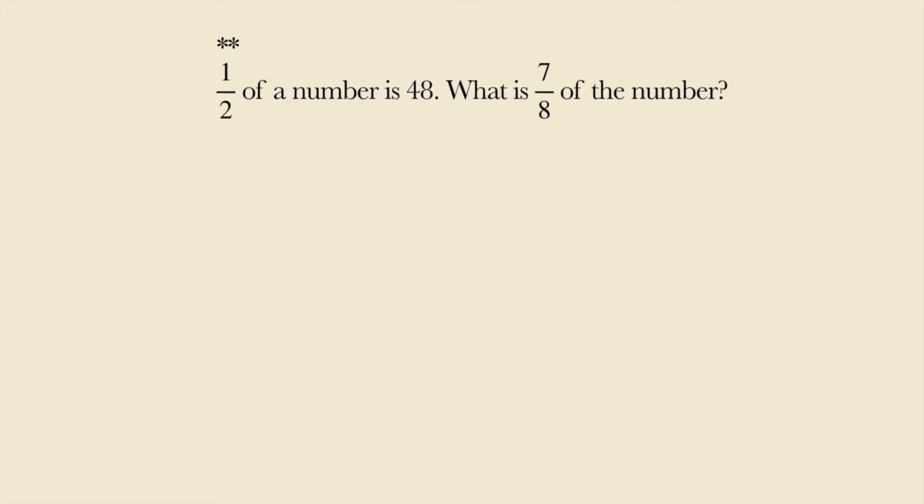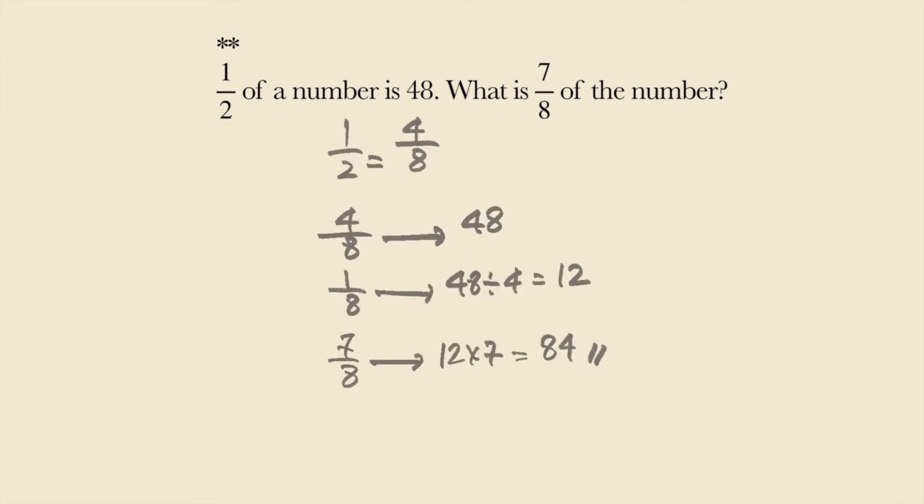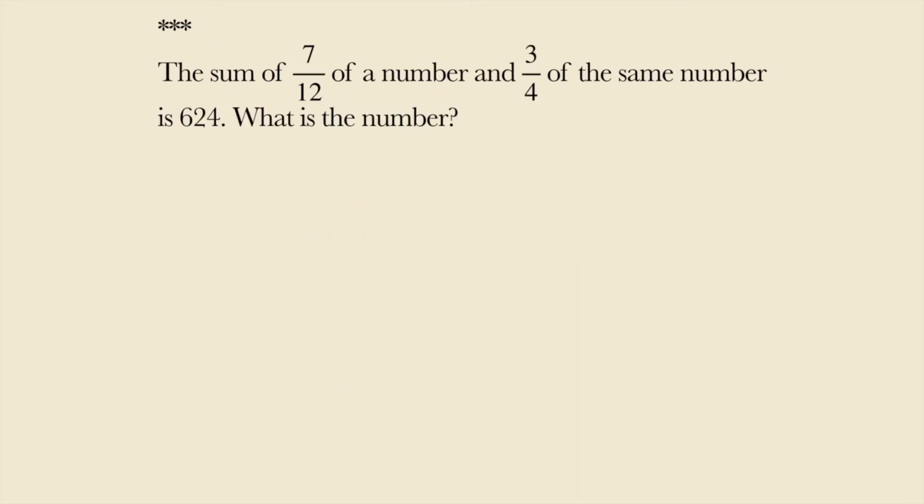Half of a number is 48. What is 7/8 of the number? Again, I've got denominators that are different, right? 8 and 2. So turn this into 4 over 8. How about that? So 4 over 8. So let's say 4 over 8 is 48. Well, what's 1 over 8? That's 12. What's 7 over 8? We're going to multiply by 7. That's 84.